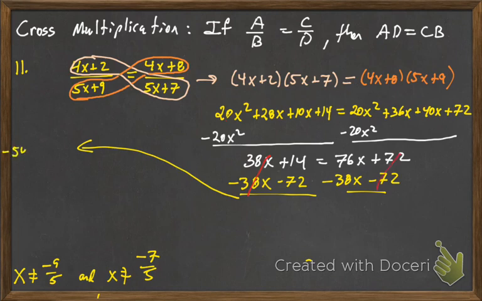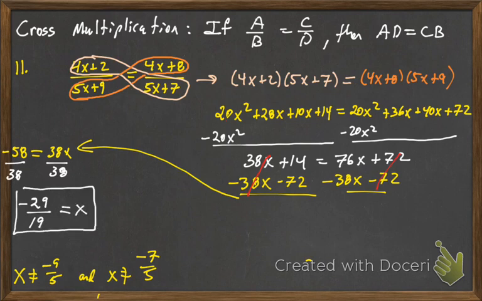We'll go ahead and move over here. Minus 58 is equal to 38x. Divide both sides by 38, and we'll go ahead and reduce. That'll be minus 29 over 19, and that's what's equal to x. That is not the same as these two here, so this is a good answer. Okay, good answer. And that is it for that problem.